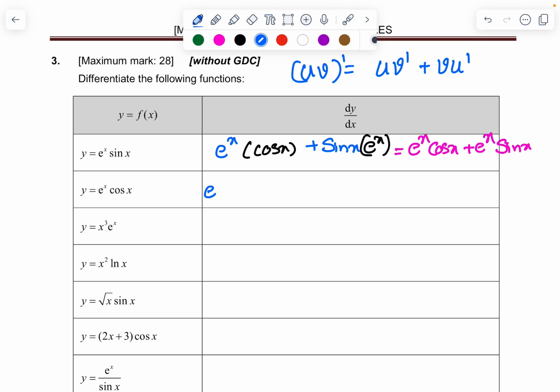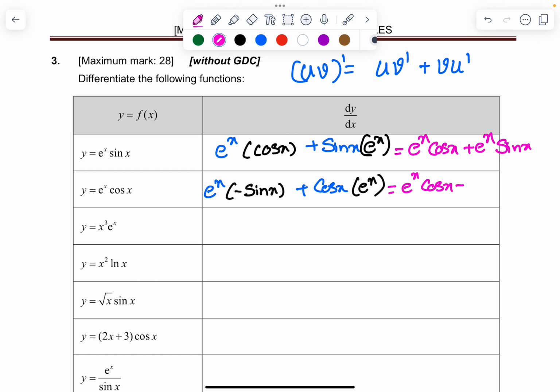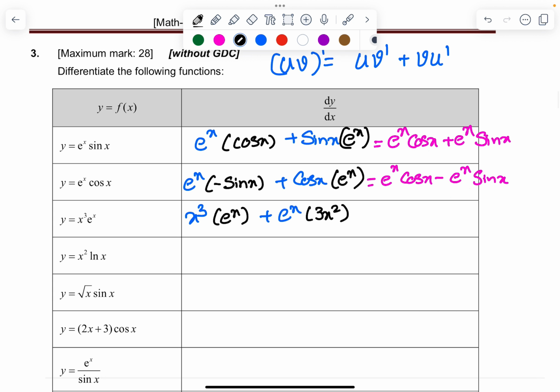Same is the case. E power x, derivative of cosine x is minus sin x. Next, plus cosine x as it is, e power x derivative is e power x. So my final answer is going to be e power x cosine x minus e power x sin x. X cube, e power x derivative is e power x, then plus e power x as it is, x cube derivative is 3x squared. So my final answer is going to be x cube e power x plus 3x squared e power x.